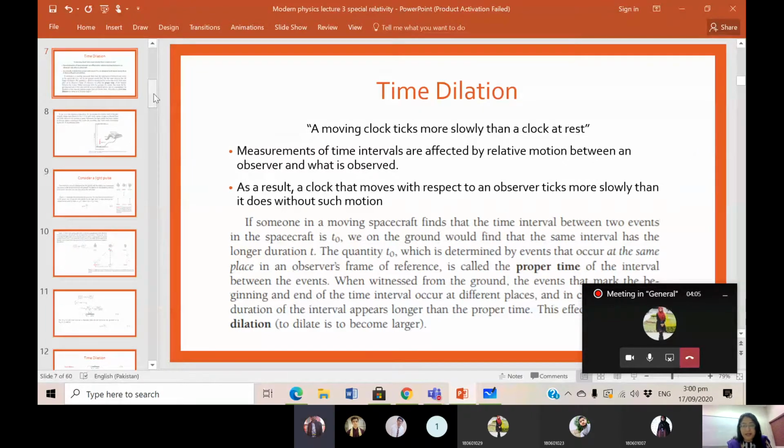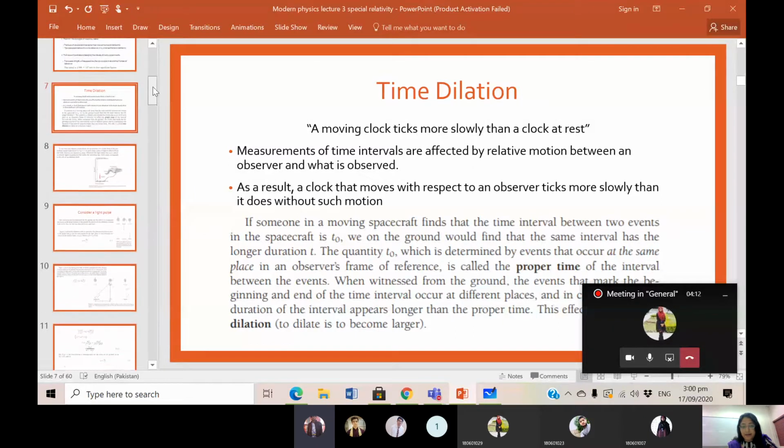We were not able to derive time dilation in the last lecture, but we will do it in today's lecture, and we will also derive length contraction.